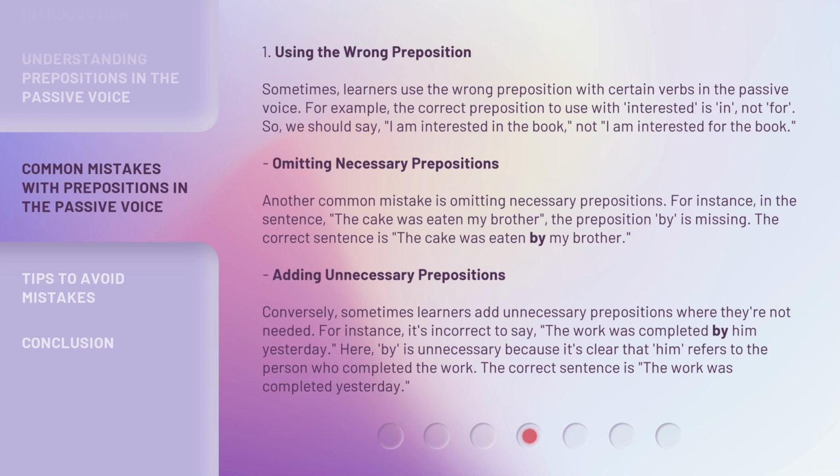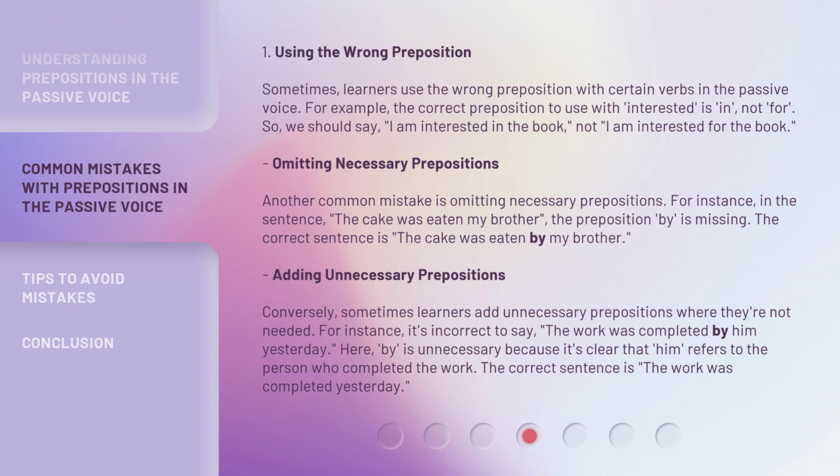2. Omitting necessary prepositions. Another common mistake is omitting necessary prepositions. For instance, in the sentence, the cake was eaten my brother, the preposition by is missing. The correct sentence is, the cake was eaten by my brother.